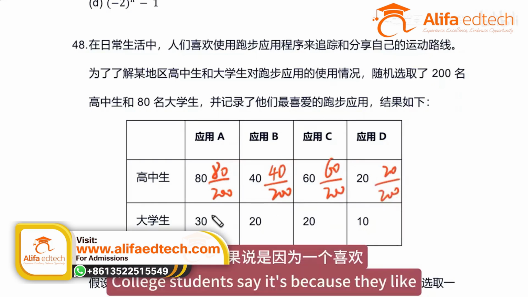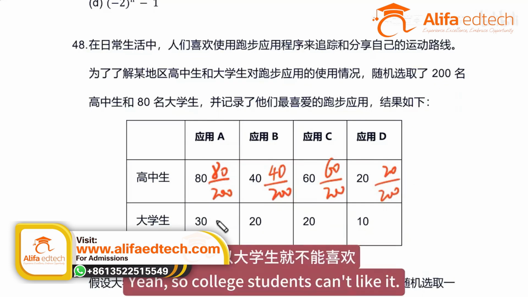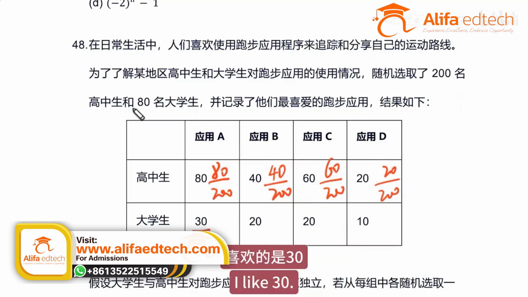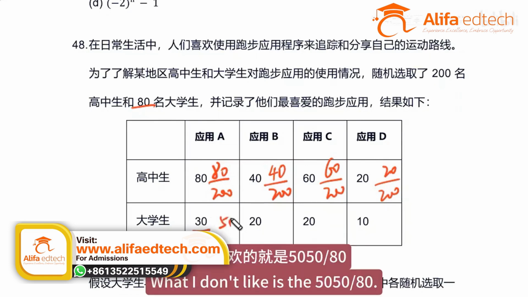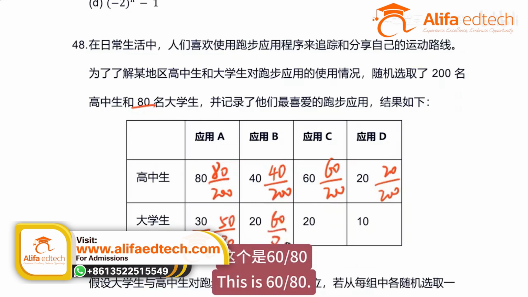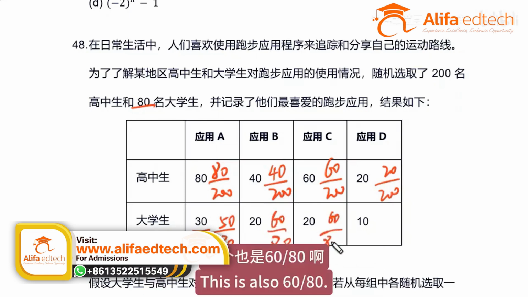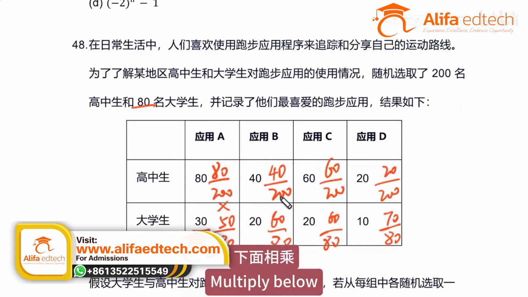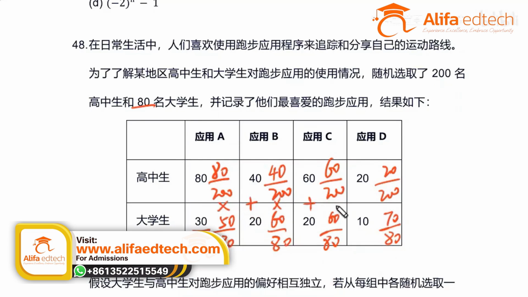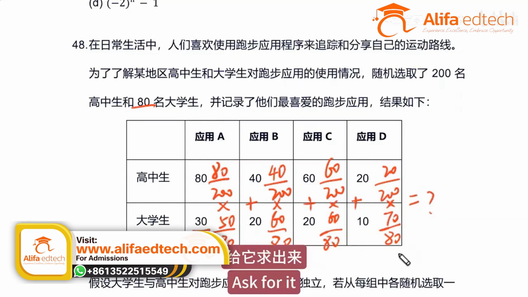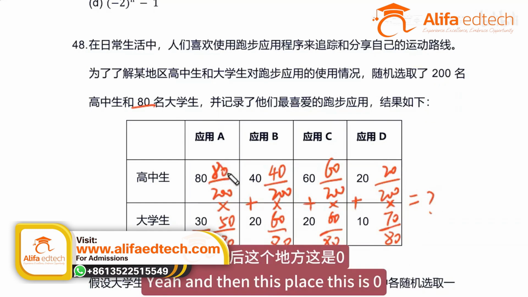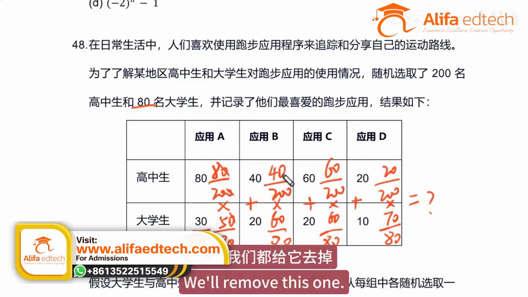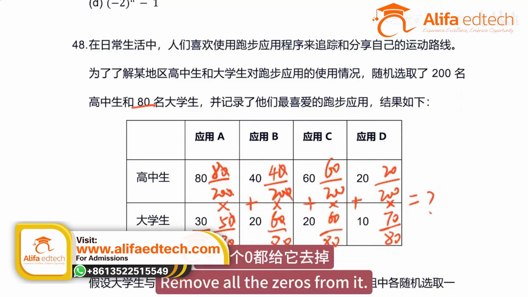For college students, if one likes it, the other can't like it, right? The number who like it is 30 out of a total of 80, so those who don't like it are 50. 50 divided by 80, and this one is 60 divided by 80. This one is also 60 divided by 80. And this one is 70 divided by 80. So multiply the top and bottom and add the left and right. Then we just need to calculate the answer, right? And here, this part is 0. We can just remove all of this, remove all these zeros as well.